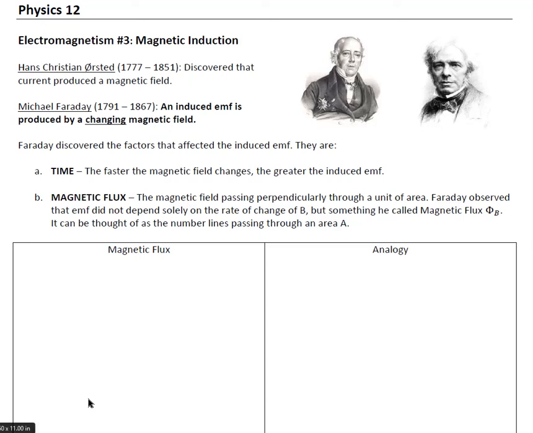Welcome to day 3 of electromagnetism. So this one we're looking at something called magnetic induction. So these two guys, Hans Christian Ørsted, he discovered that current produced a magnetic field. Later along, a guy called Michael Faraday came around and found out that you can produce a voltage or a current using a changing magnetic field.